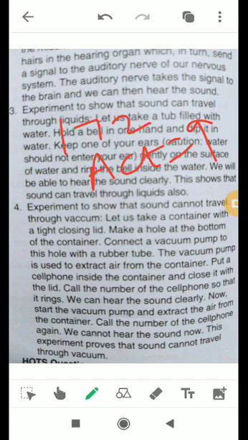Okay, let's come to the 4th question. Describe an experiment to show that sound cannot travel through vacuum. Now for this also, the answer is given in the book, on page number 171, activity 13.8. Sorry, it is not activity 13.8, it is activity number 6. Hope you got all the answers, students.